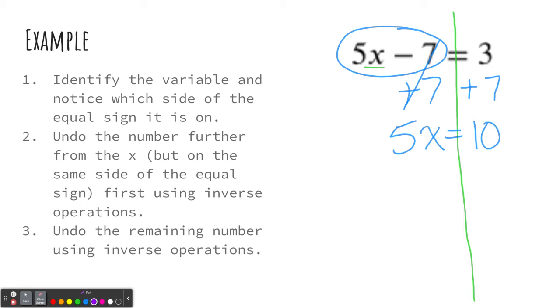Last step is to undo the remaining number. The opposite of multiplication is division. We divide both sides by 5. These cancel out. X equals 2.